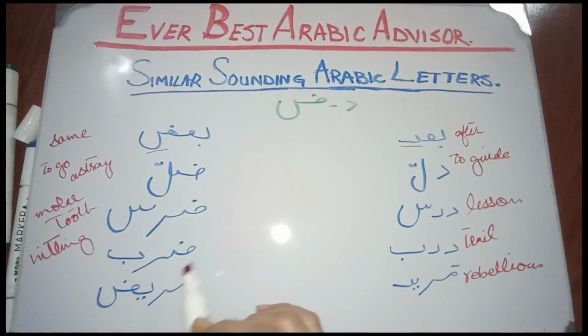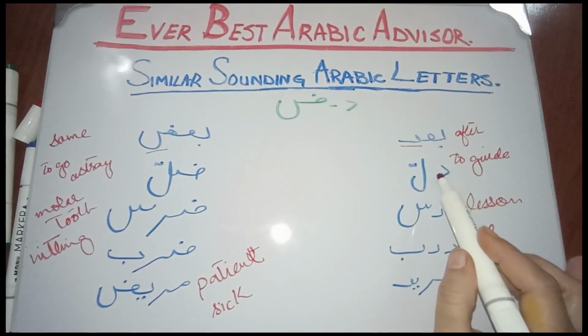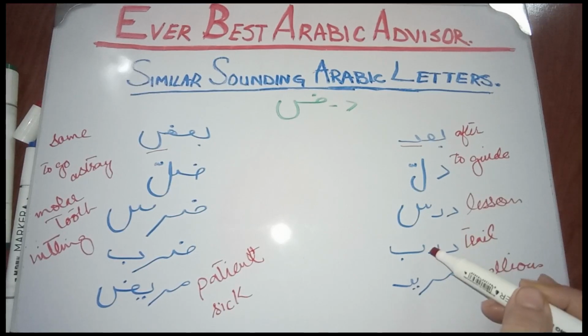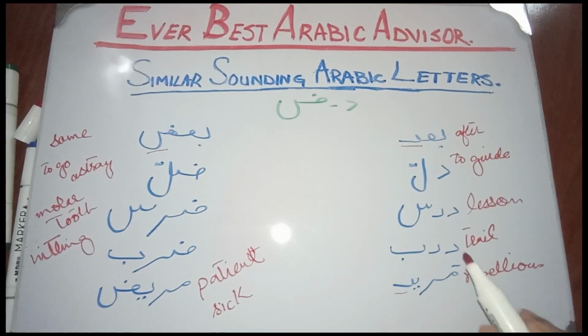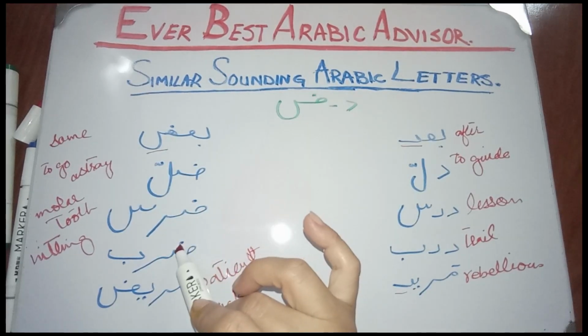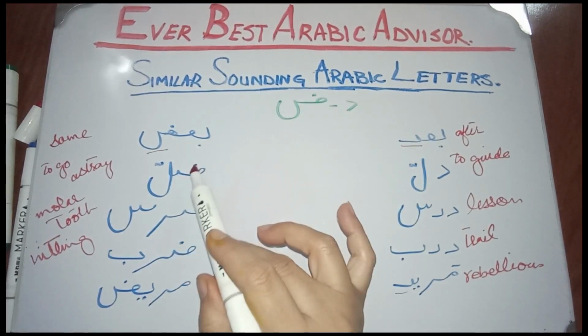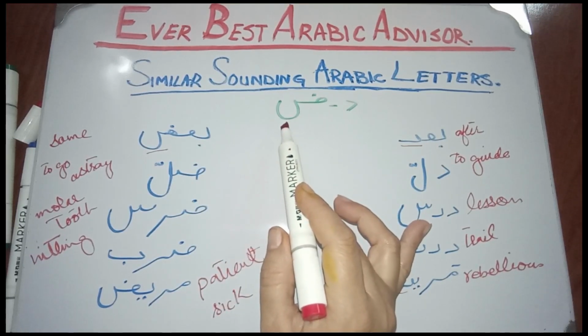Marid, patient or sick. So practice it. Ba'd, dal, dars, darb, marid. You see, it gives an echo sound because Dal is one of the echo letters. Marid, ba'd, dal, dars, darb, marid. It gives a heavy sound because Dod is one of the heaviest letters, huruf musta'aliya.